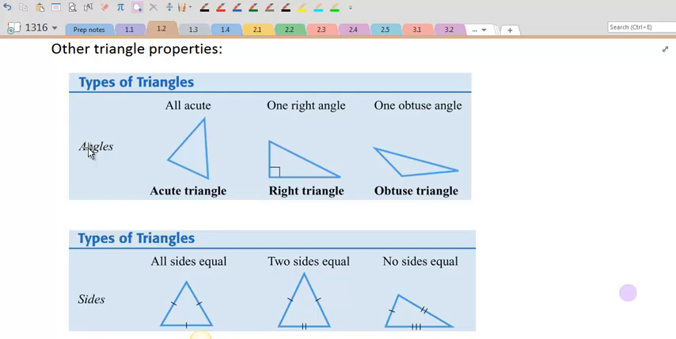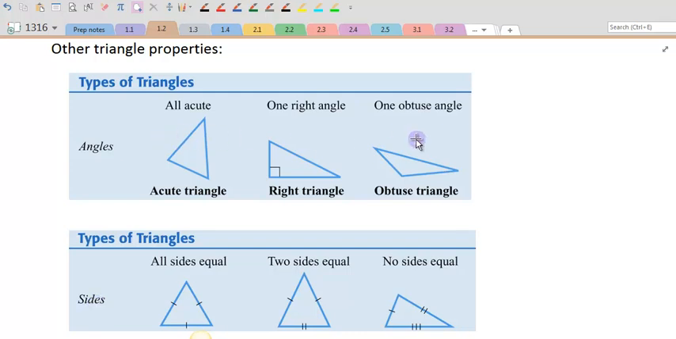Another important property we need to talk about are some properties on triangles. The first graphic that I have listed here is just basically giving you how we can classify triangles. We can classify triangles either by their angles or by their sides.